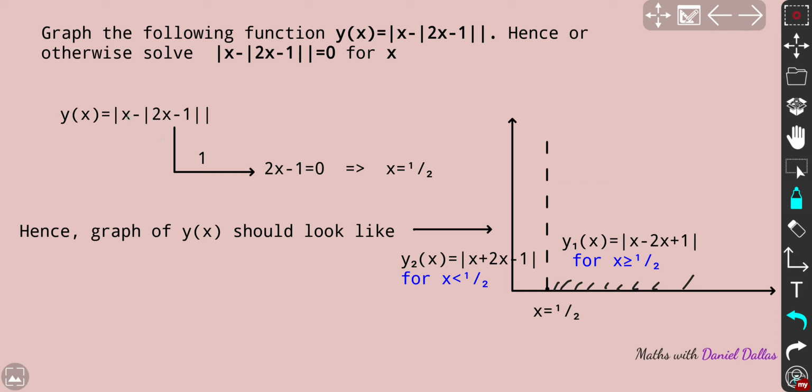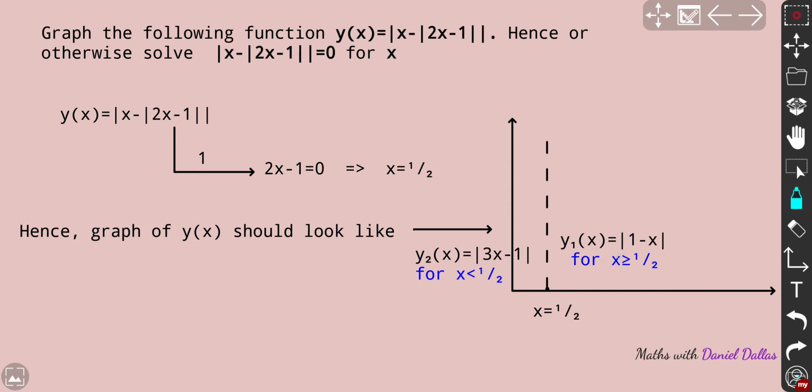So that's why if we put minus before the expression 2x minus 1, we can get rid of those absolute values, and instead we will get x plus 2x minus 1, still in absolute value. So that's why for the range less than 1 over 2 we'll get the y2 function, and greater than 1 over 2 we'll get the y1 function. As you can see, they're completely different, and now you need to simplify the expression inside the modulus.